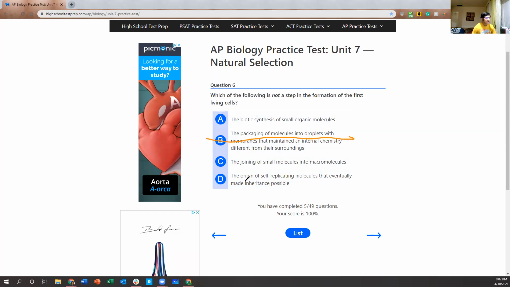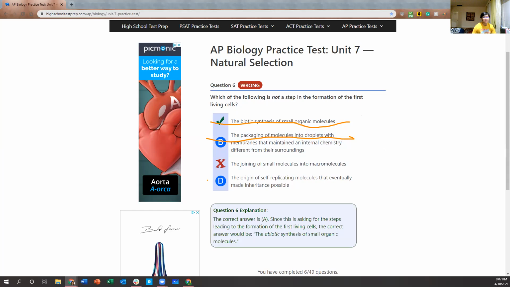The joining of biotic synthesis of small organic molecules, I think that's important, obviously. I think origin of self-replicating molecules is also important. I would select D, but I'm not entirely sure. I would select C, but I'm not entirely sure. So the correct answer is A.